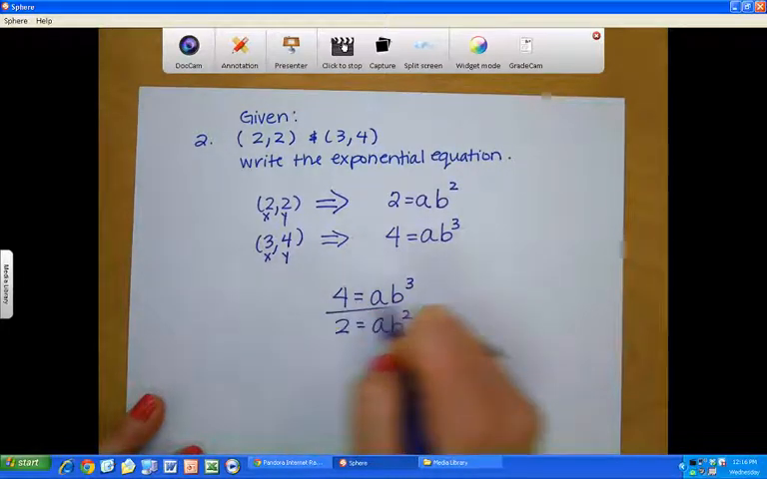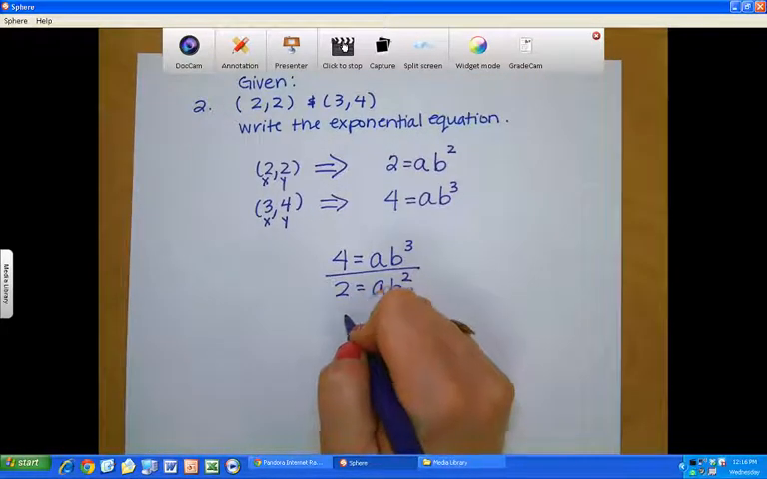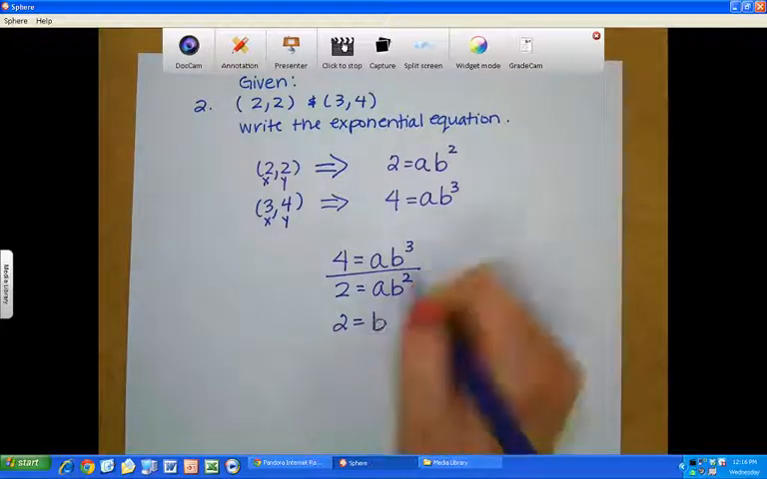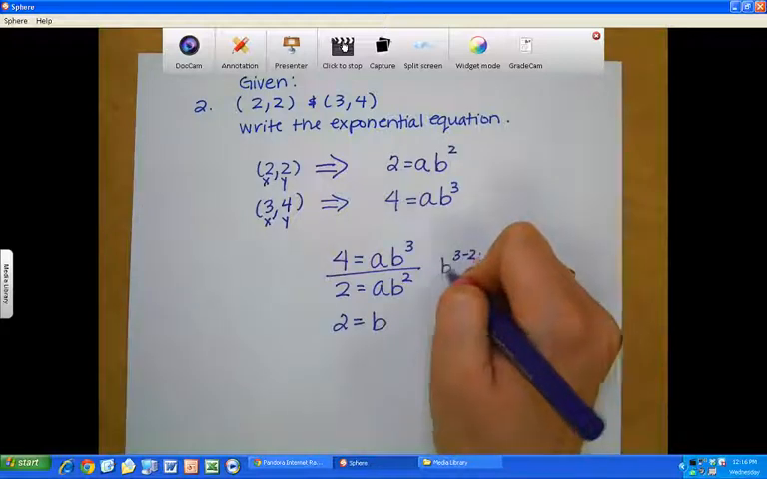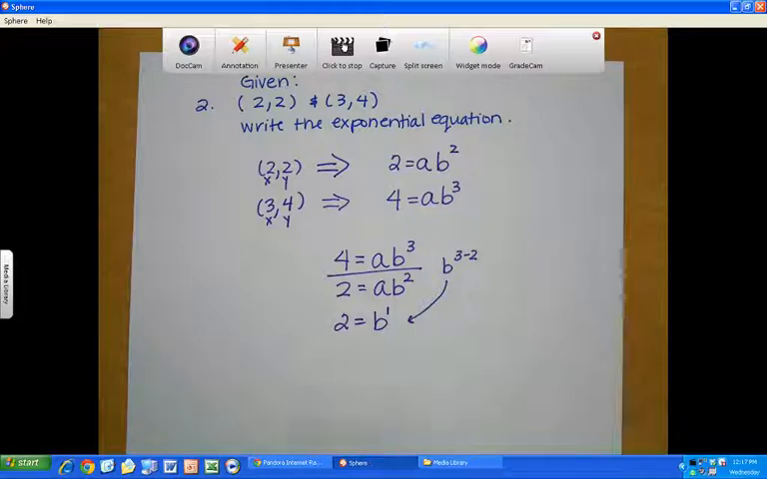I'm going to divide these. When I divide them, 4 divided by 2 is 2. A divided by a is 1. 3 minus 2, because remember I'm doing 3 minus 2, gives me b to the 1, which is just b. So I know b is 2.